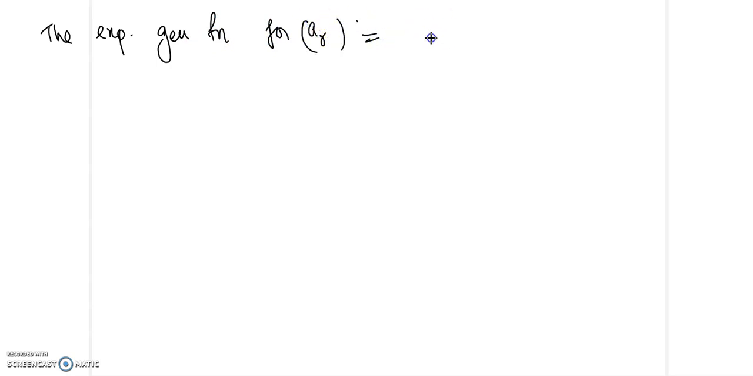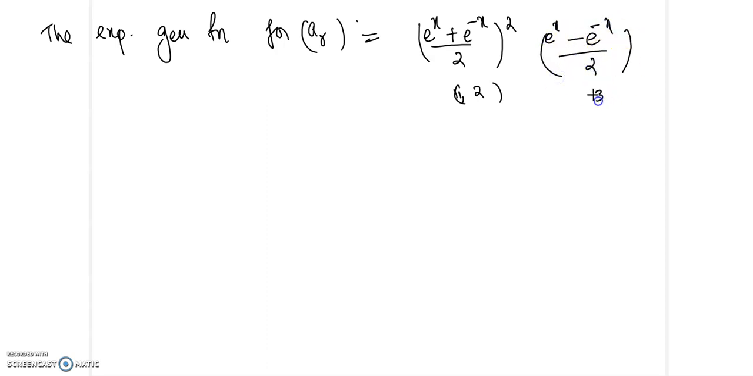Now the exponential generating function. So using this correspondence, the exponential generating function for a_r will be equal to, so in the first position you have an even number of objects, so that will be given by e raised to x plus e raised to minus x by 2, first position and second position. So this corresponds to positions 1 and 2, and then in the third position we have an odd number of objects, so that corresponds to e raised to x minus e raised to minus x by 2. And in the fourth position you can have any number of objects, so e raised to x will come.